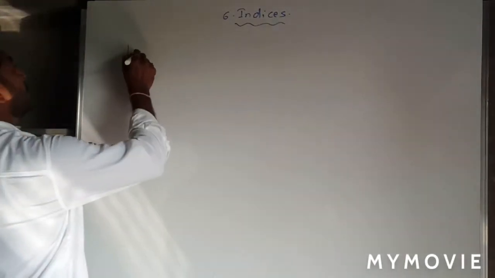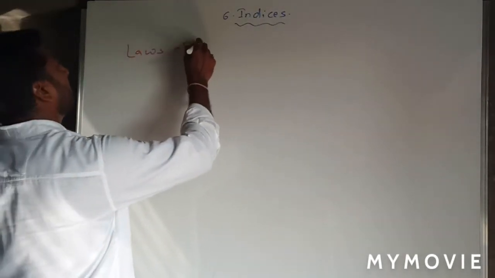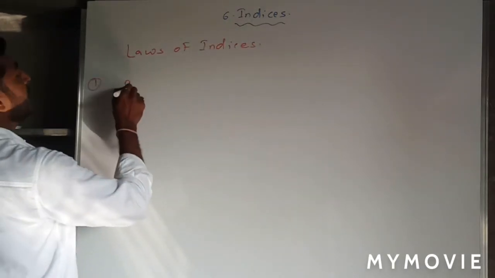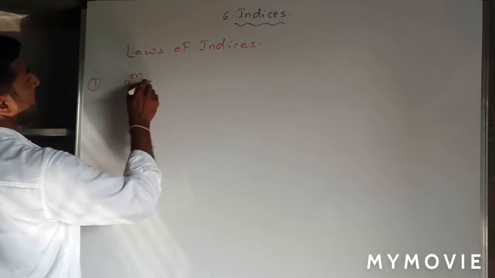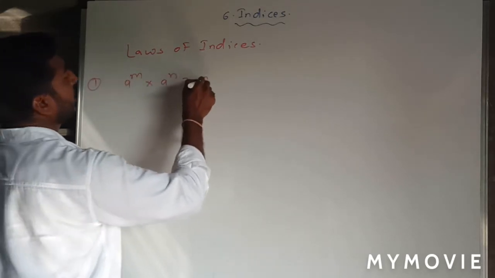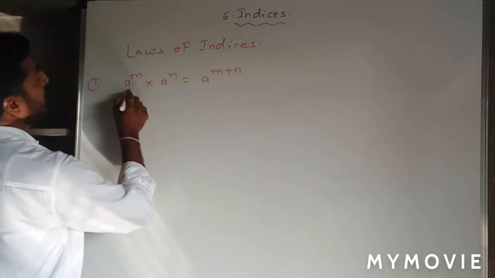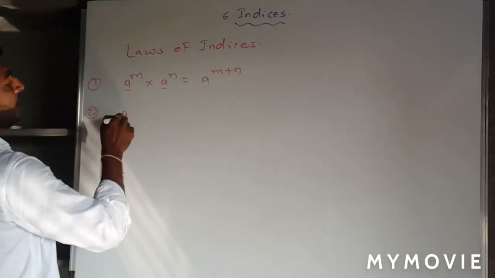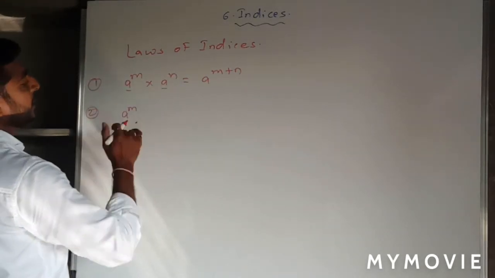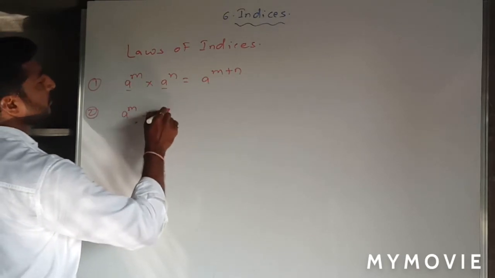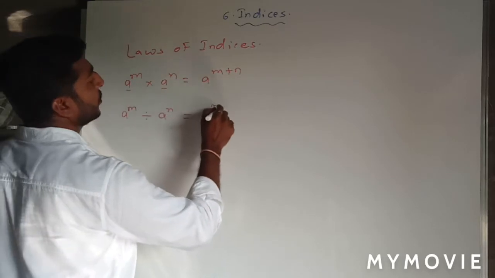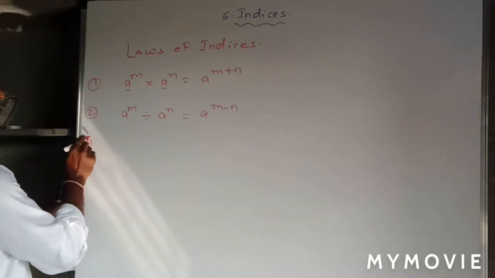Now we will see all the laws of indices that we have learned in this chapter. The first law was a raised to m into a raised to n is equal to a raised to m plus n. When there is the same base, you have to add the indices. Second, when there is the same base dividing the indices, what you have to do is take the base common and subtract the indices.